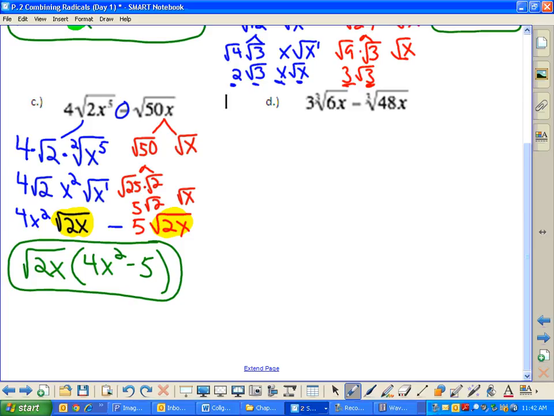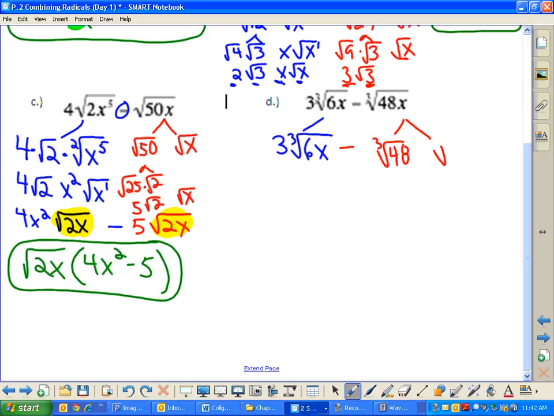Part D, for that problem there, we have 3 times the cube root of 6x minus the cube root of 48x. Again, I'm going to simplify each piece first. I could try to simplify 3, the cube root of 6, and the cube root of x, but none of those things simplify, so this guy's actually already done. That's kind of nice. A little bit of a break there. I would bring down my minus, and then I have to simplify the cube root of 48x.